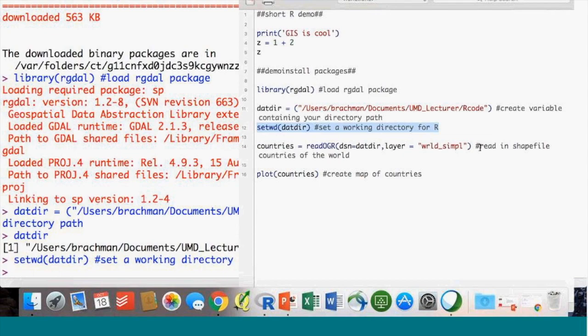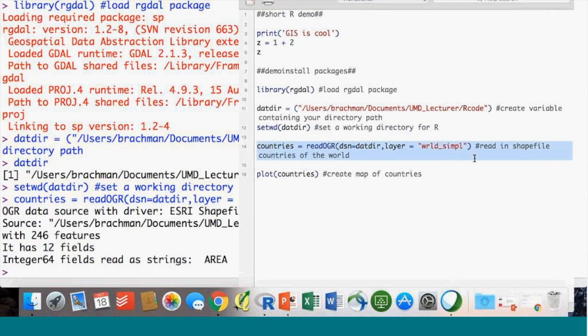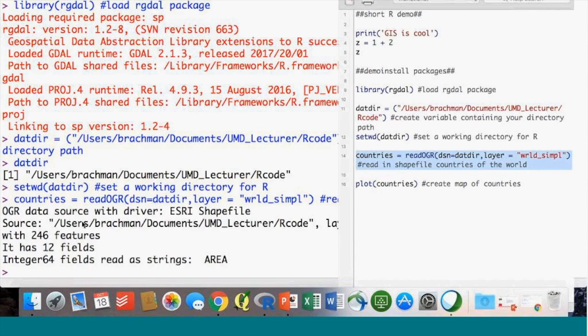And you can load in your shapefile. I'm running this command and assigning it to a variable called countries, which is going to contain my shapefile. That layer, exactly. It reads it in, OGR data source with driver Esri shapefile. It tells you what your data source is, where it is, how many features are in it, how many fields, and then it says that we read the area field in as a string, because we couldn't read in a 64-bit integer. I don't know, that's some computer science stuff.